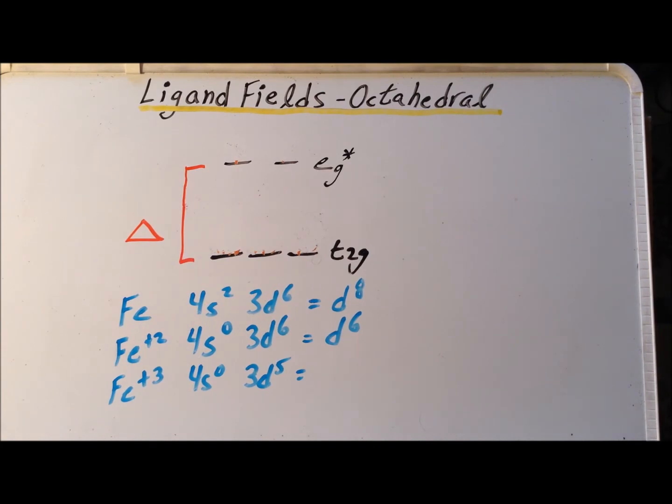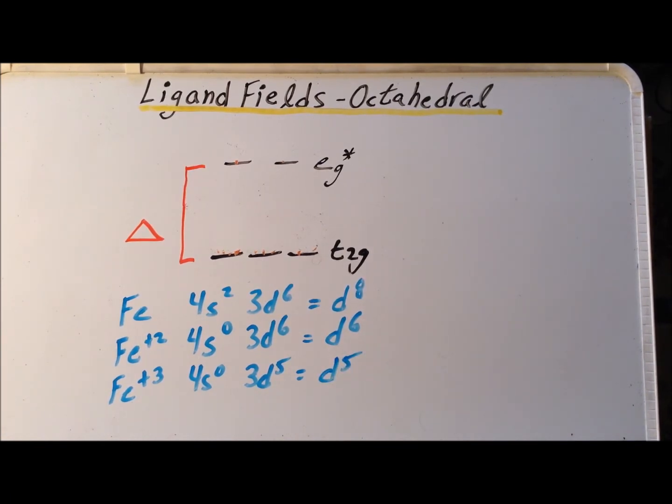The other important ion of iron is iron 3 plus, the ferric ion. Since we've removed both electrons from 4s, the only place to remove an electron now is from 3d. So now we go from 3d6 to 3d5. And we have gone from d8 to d6 all the way down to d5.